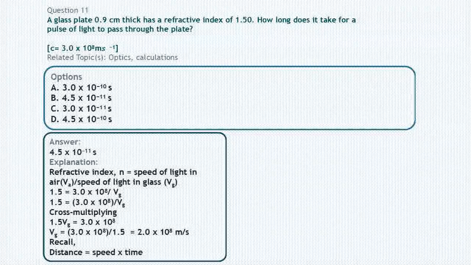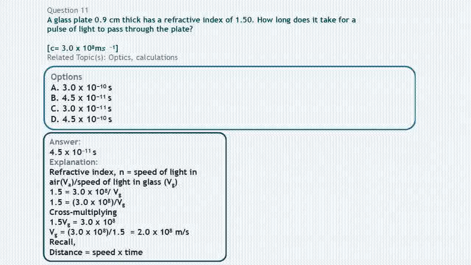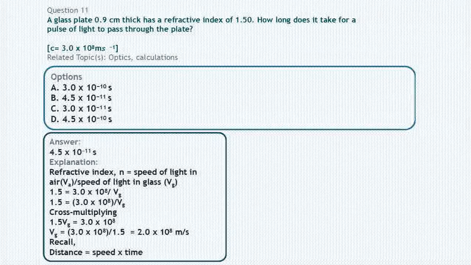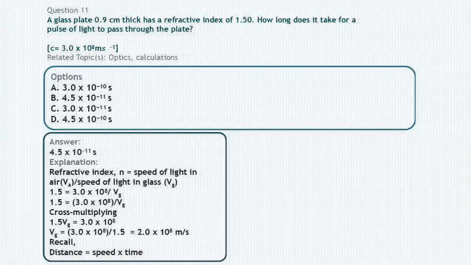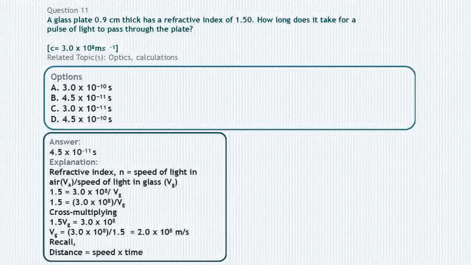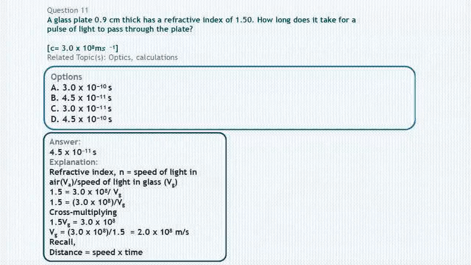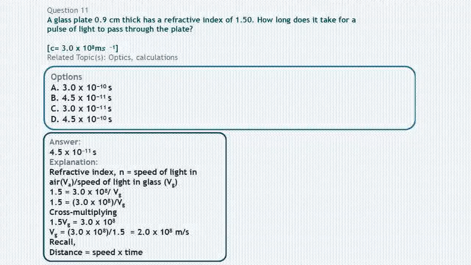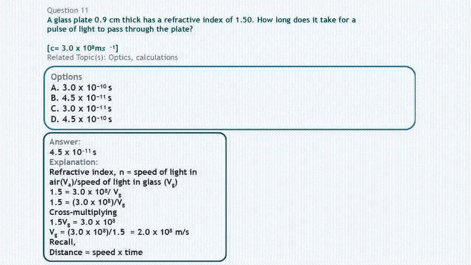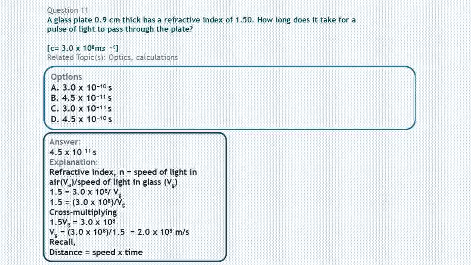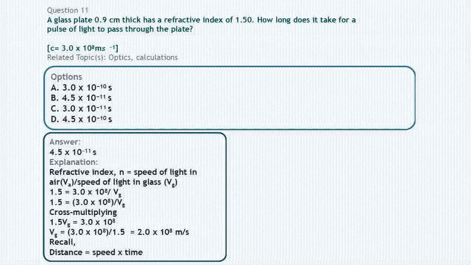To get the value of VG here, we are going to divide both sides by 1.5. So I'm going to have VG equal to 3.0 times 10 raised to power 8 divided by 1.5. To do this division, I'll just divide this part here, 3.0 divided by 1.5. You leave this 10 raised to power 8 as it is. 3.0 divided by 1.5 will give you 2.0. Then you bring this back, times 10 raised to power 8 meter per second.